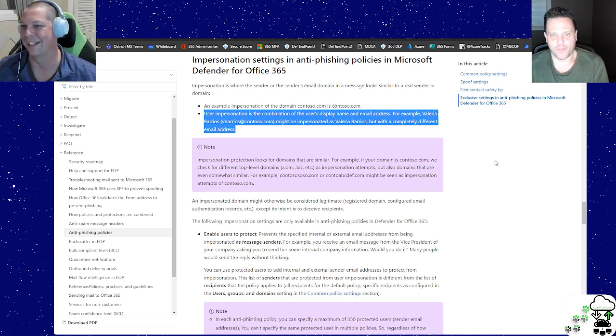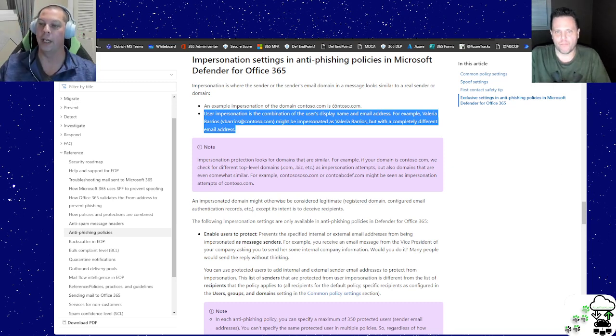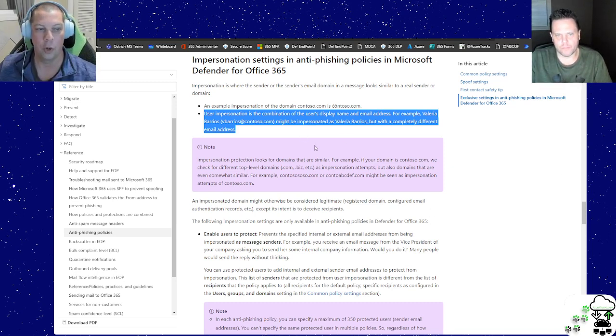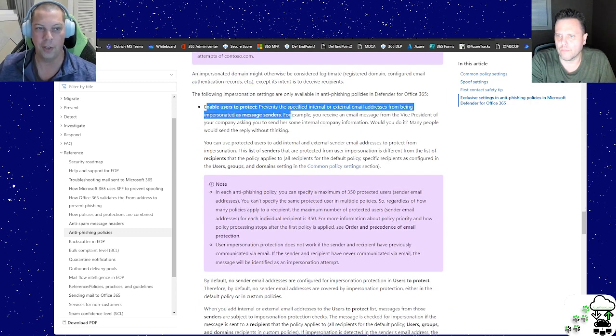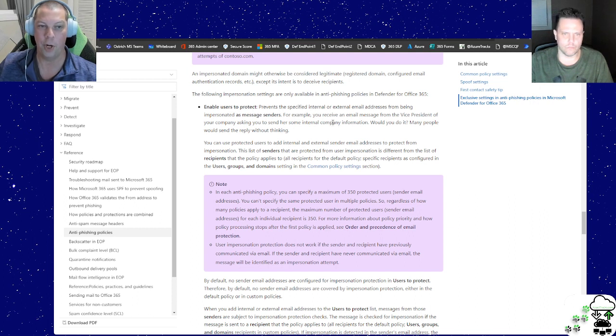Exactly. So it's really interesting, and as we go through here, there's different things that we do. These anti-phishing policies in Defender for O365 are really designed to protect specific people. So it's more about targeting.